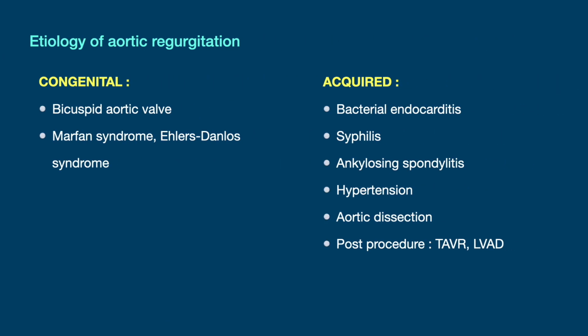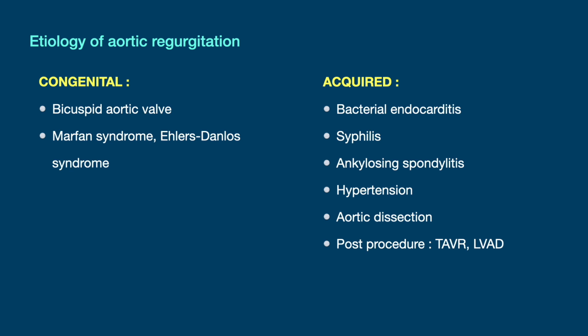What are the causes of aortic regurgitation? Now, this can be classified into congenital and acquired forms of aortic regurgitation. It can be seen as part of a congenital condition as seen in Marfan syndrome or Ehlers-Danlos syndrome. It can also be present as a congenital bicuspid aortic valve, which leads to regurgitation.